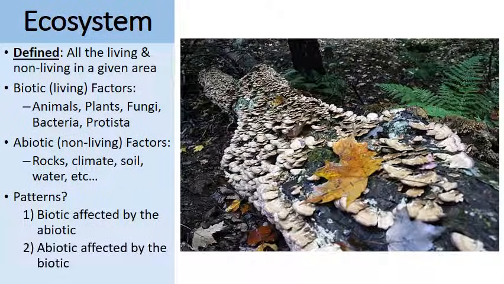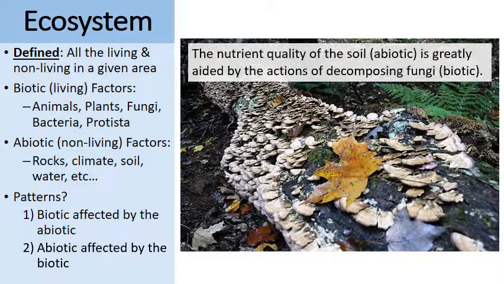And the other pattern is really just vice versa. This sounds very complicated here. Abiotic is affected by the biotic, but what it really says is that things that are not alive can be impacted by things that are alive. For instance, the nutrient quality of soil is greatly aided by the actions of, for instance, fungus. Fungus are living organisms, but they return nutrients into the soil. And soil is a non-living abiotic component of an ecosystem.